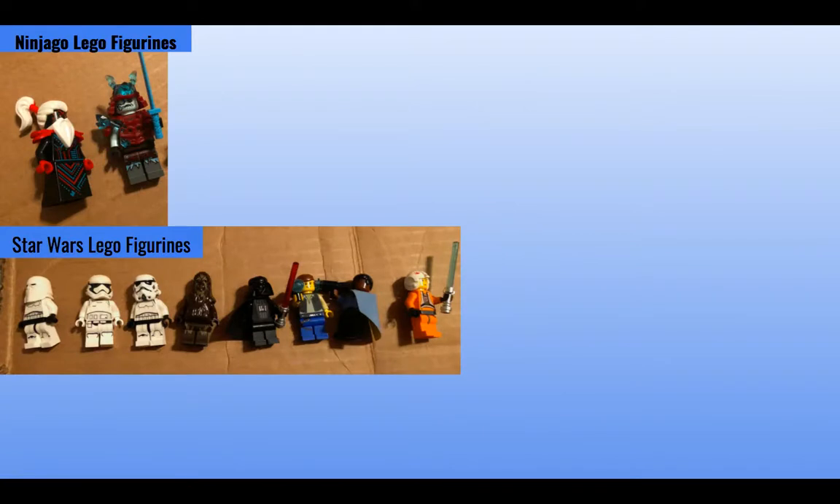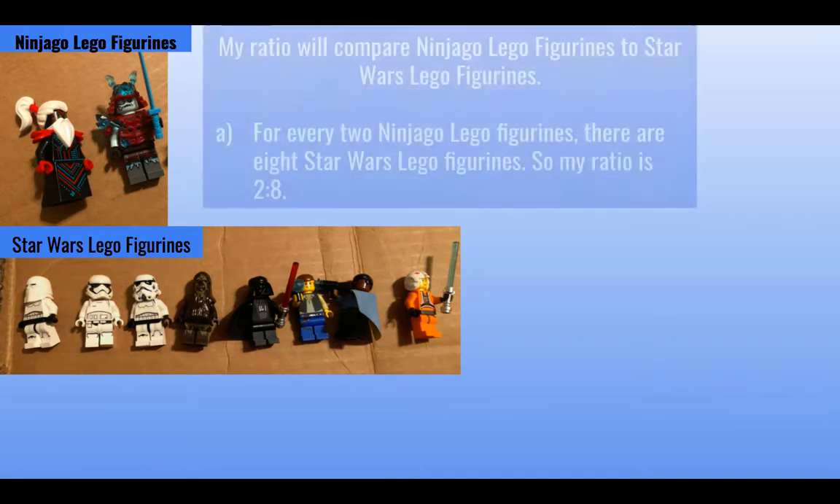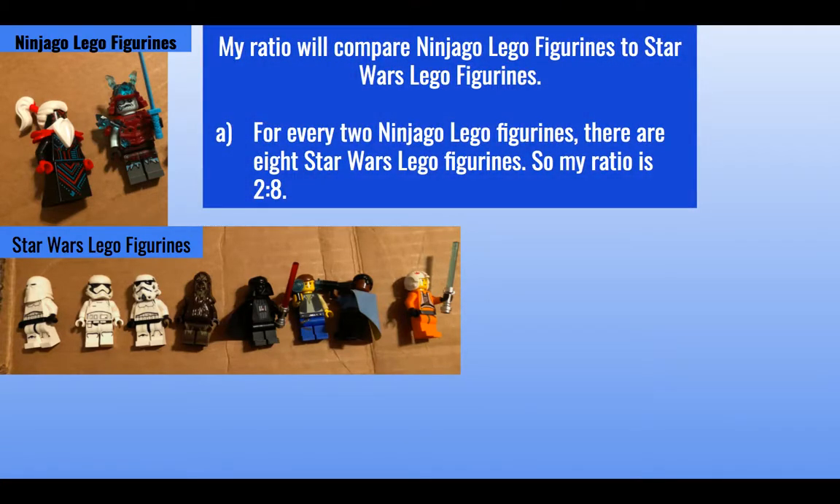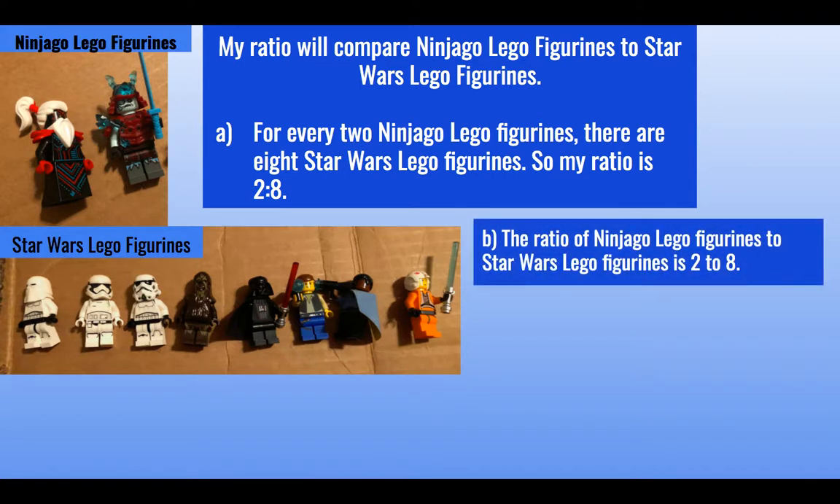Here we have some Ninjago Lego figurines compared to some Star Wars. So I could say for every 2 Ninjago Lego figurines, there are 8 Star Wars Lego figurines. So my ratio is 2 to 8. I could say something like this. The ratio of Ninjago Lego figurines to Star Wars Lego figurines is 2 to 8.